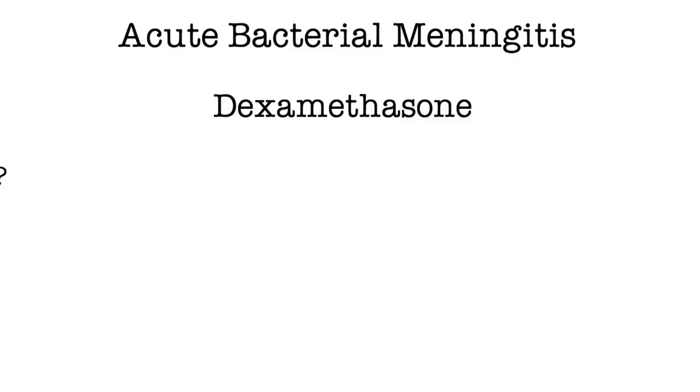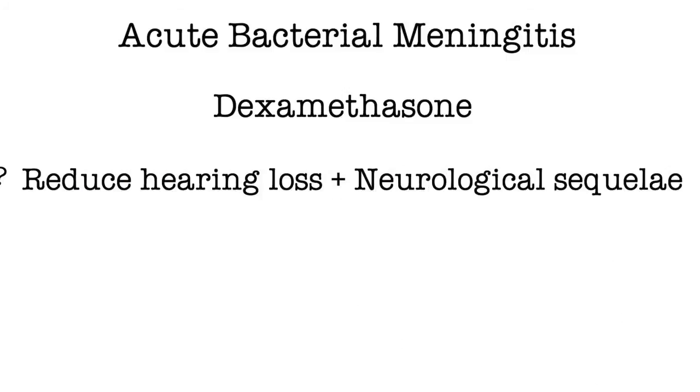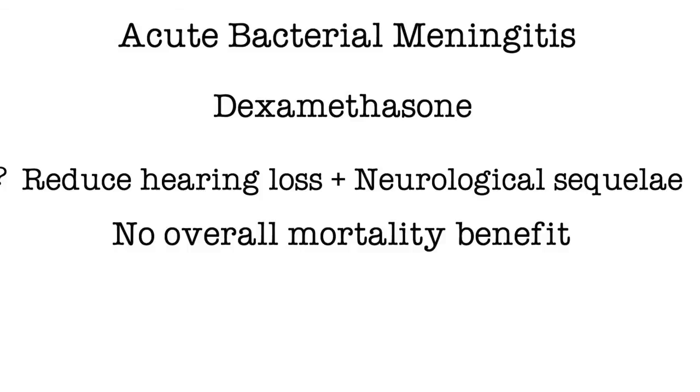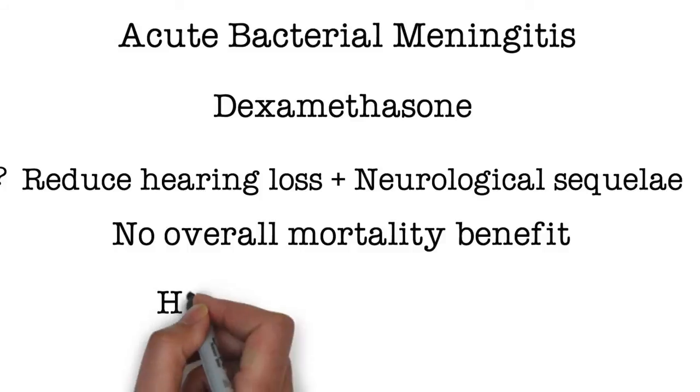Steroids can be used in acute bacterial meningitis. Dexamethasone is a steroid which is usually used. It reduces hearing loss and neurological sequelae, but no overall mortality benefit. Benefits are seen in high income countries, but no beneficial effect in low income countries.